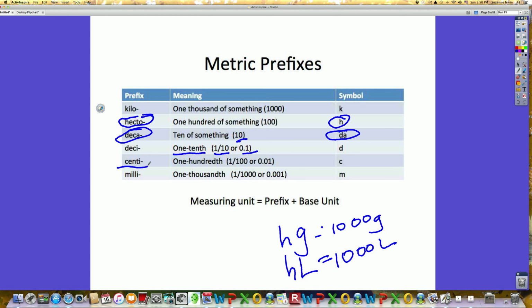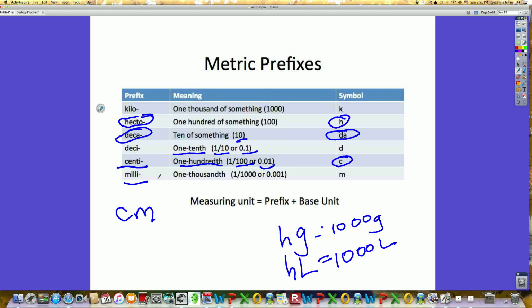Or centi. You've heard of centimeters before. That is 1/100th of something, 1/100th or 0.01. The symbol for that is a C. So a centimeter is cm. That means 1/100th of a meter. And if you look at a meter stick and you count up the little centimeters on it, you'll find that there are 100 in a meter.